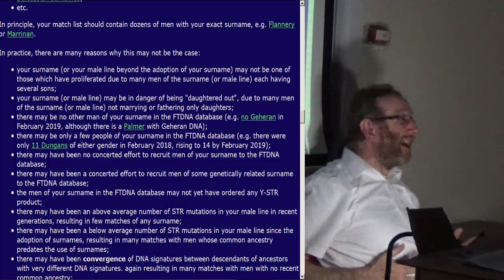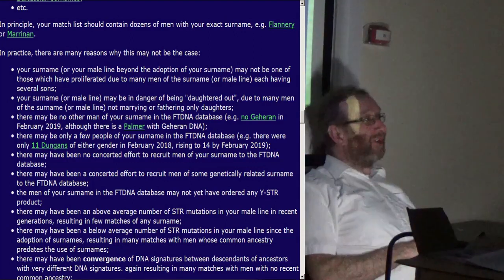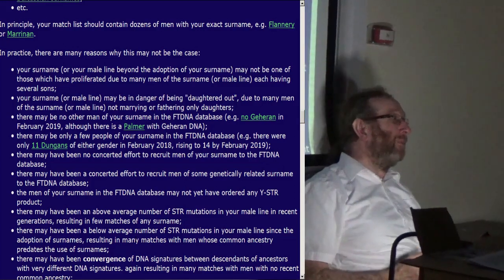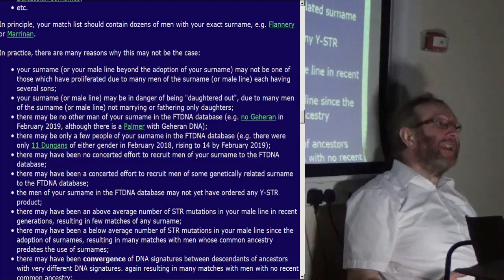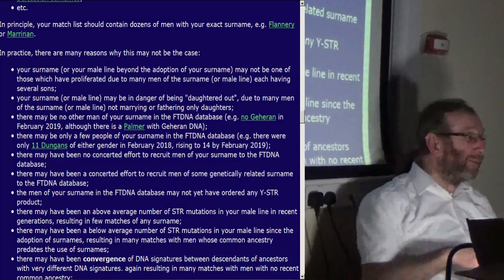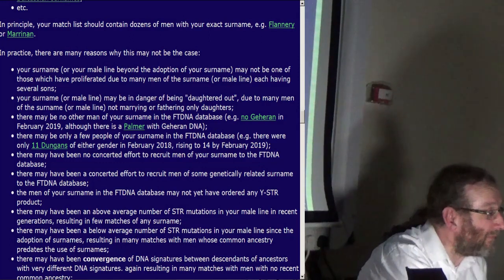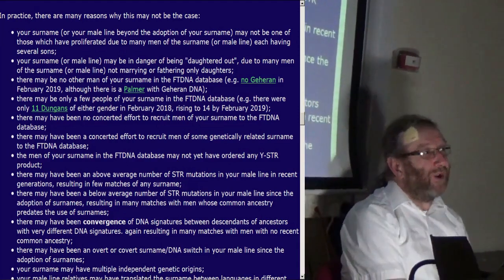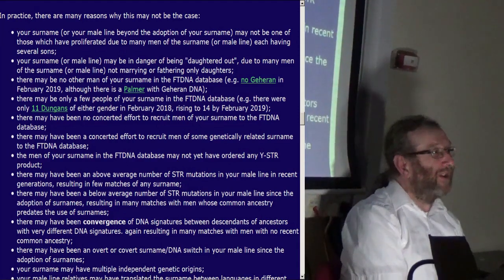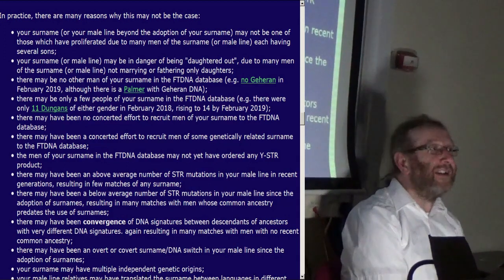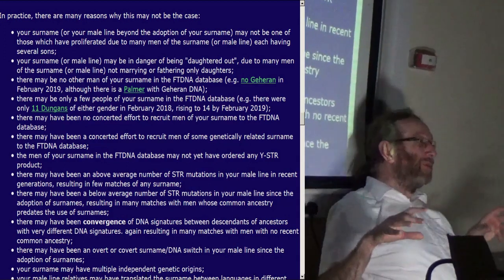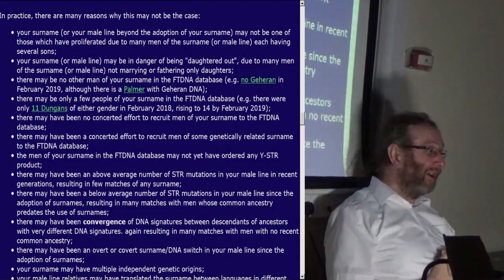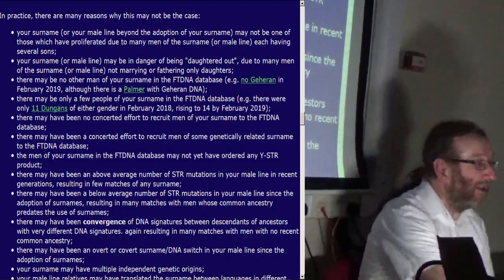Or you may come from a line with very few mutations since the adoption of surnames, so you might still be only 4 out of 37 away from a man with a completely different surname and 1,000 or more years back to the common ancestor. Or you could suffer from what's called convergence. You can have 2 men who lived 2,000 years ago with very different DNA signatures, but the mutations in their descendants have brought the descendants much closer than the ancestors were, and that will give you spurious matches.